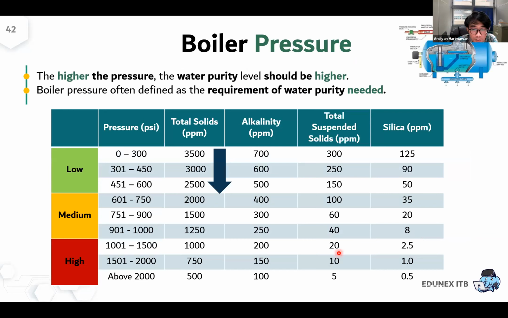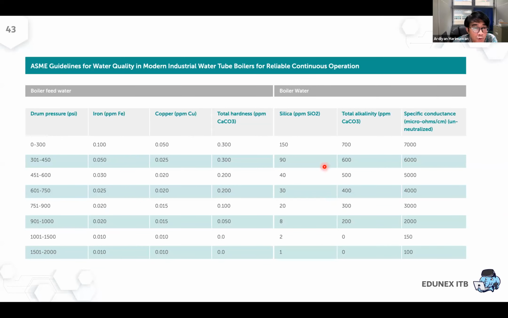Okay, I think we have shown these numbers. I add one more. These are the ASME guidelines for the water quality in water tube boilers. So you can see, in terms of some dissolved minerals like iron, copper, hardness, silica, and alkalinity, the higher the pressure, the stricter the requirement. What is the difference between boiler water and boiler feed water?